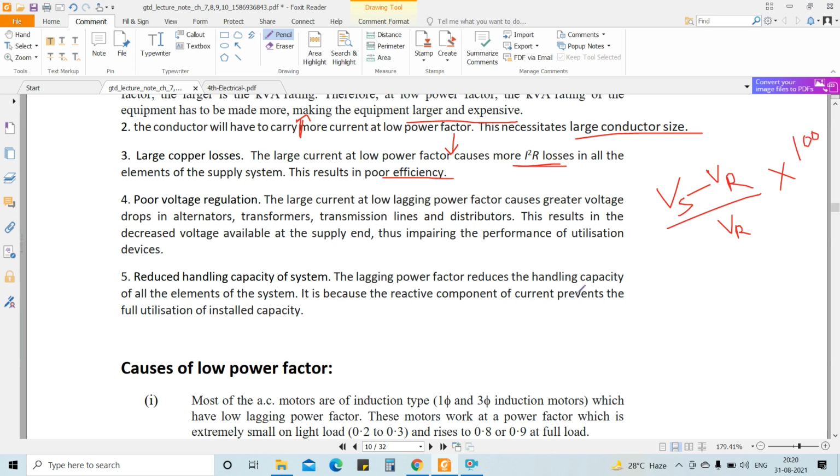Okay, so due to low power factor there is poor voltage regulation and reduced handling capacity of the system. The lagging power factor reduces the handling capacity of all the elements of the system. It is because the reactive component of current prevents the full utilization of installed capacity. So due to low power factor there is reduced handling capacity of the system.